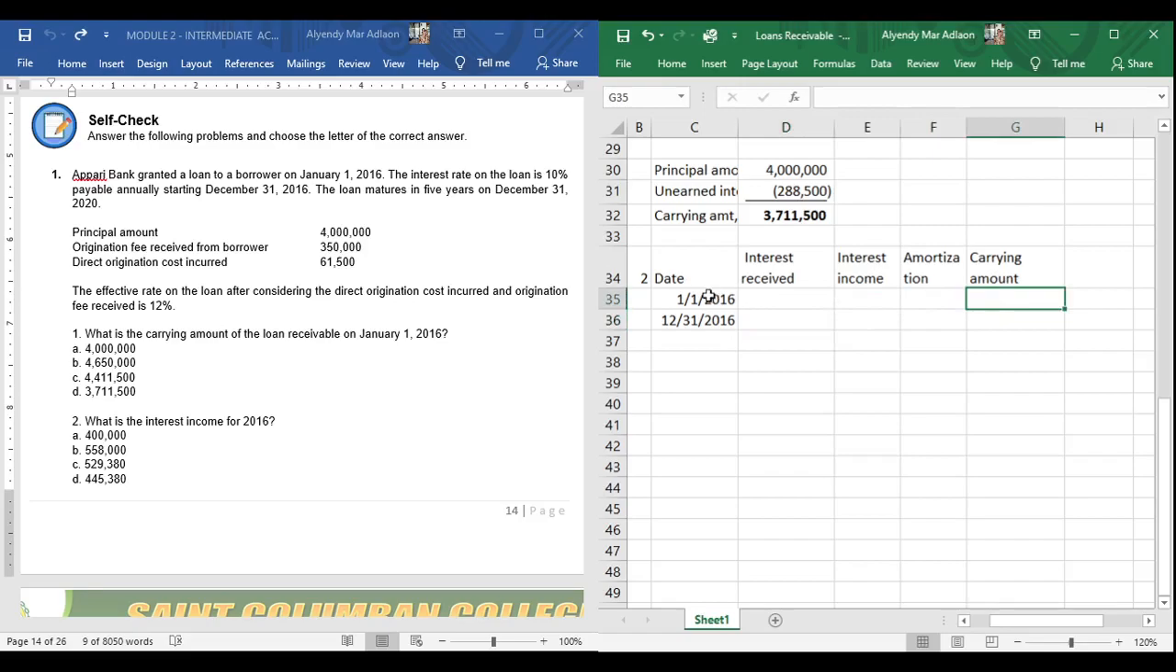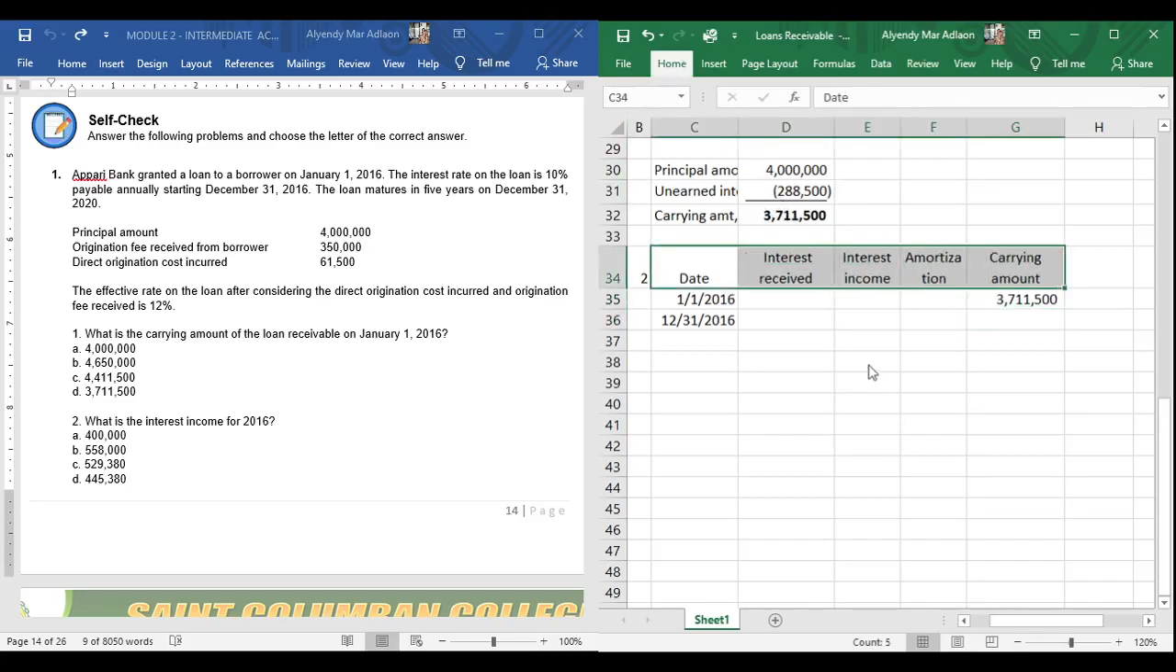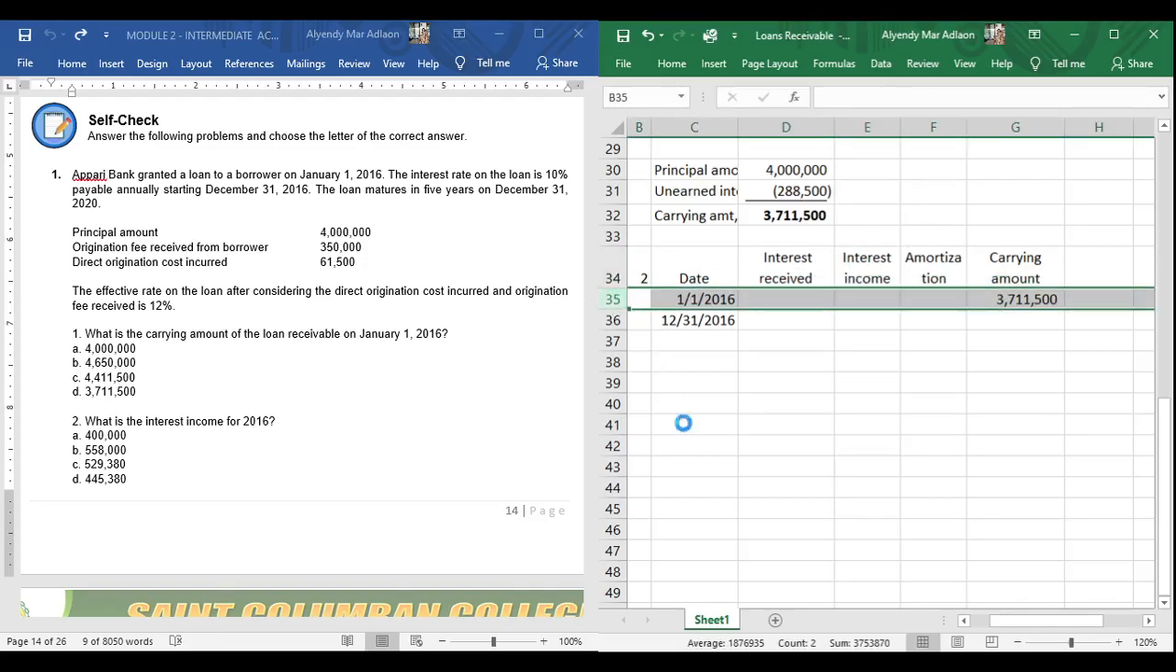Okay. So, on January 1, 2016, the carrying amount is the one that we have computed, which is 3,711,500. So, class, what is the difference in our notes receivable? As you can see, you have seen two interests: interest received and interest income. What is the difference between them? For the interest received, this would pertain to our stated rate.